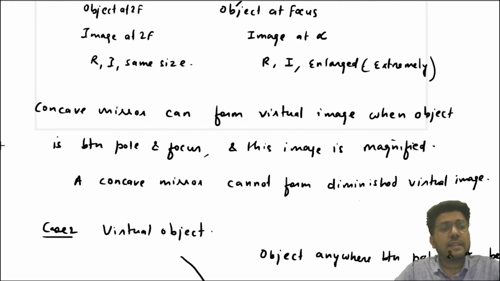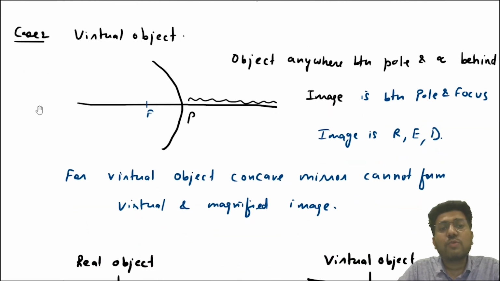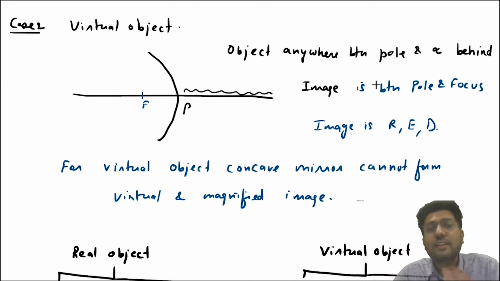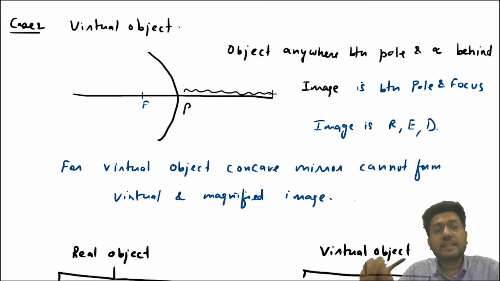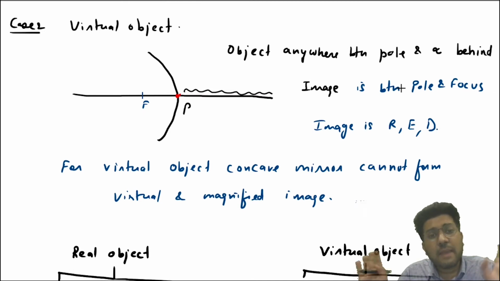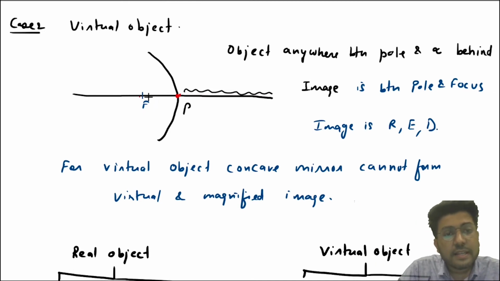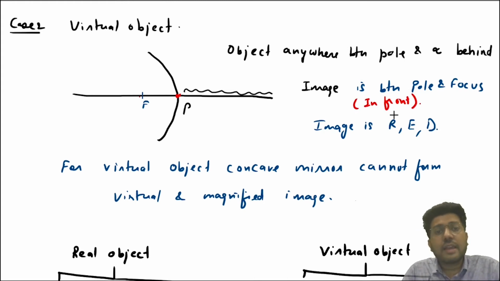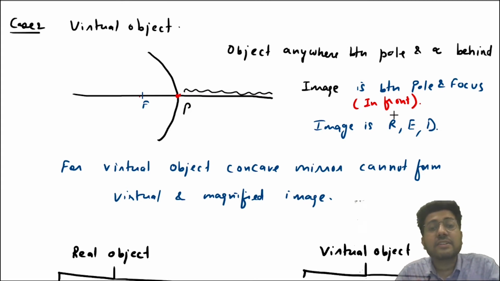Okay, then the next case is virtual object. Virtual object means the object is behind the optical instrument. When the object is behind the optical instrument, there is only one case. When the object is anywhere between pole and infinity, the image is always formed between pole and focus in front. That means it is real. The image is real, erect and diminished.